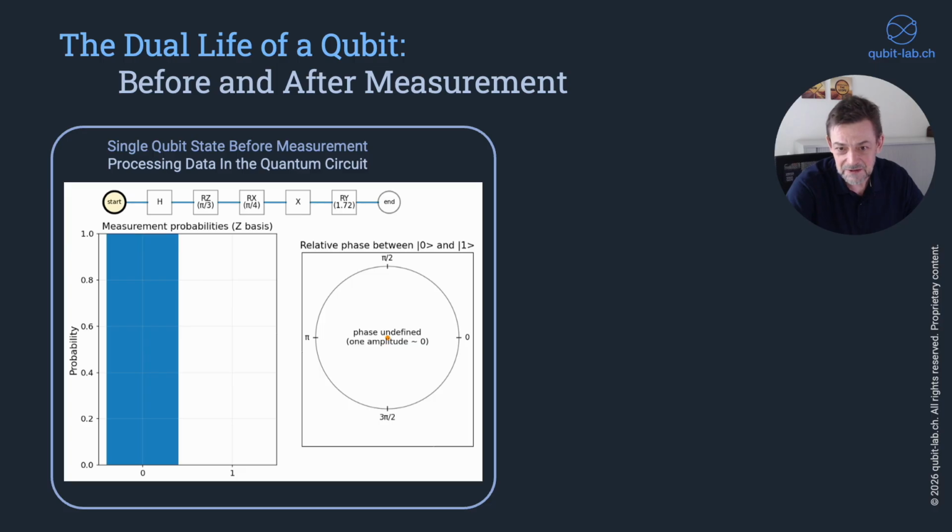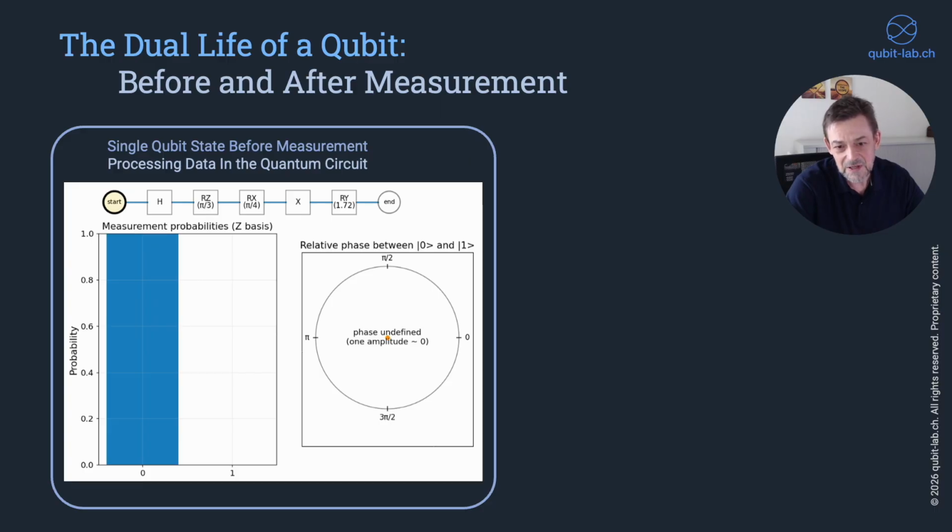So we'll do that. We see here again this circuit. It's the same as before. We are now in the position start, then H, then we get the various qubit quantum gates, and we end in the position end.